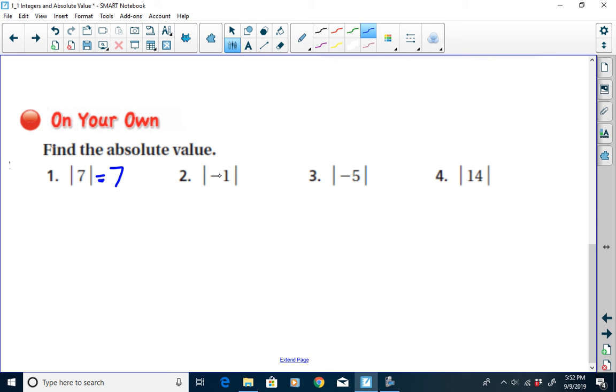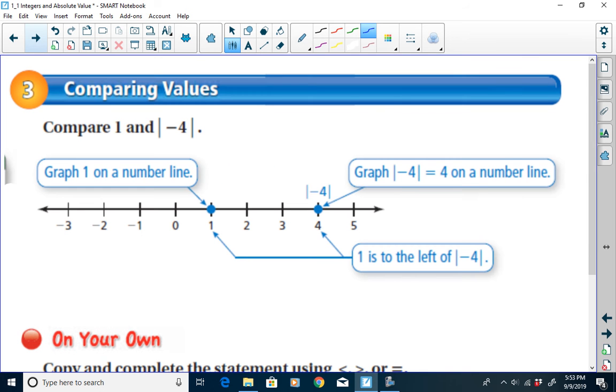The absolute value of -1, you're being asked, how far is -1 from 0? Well, -1 is 1 unit from 0. So the absolute value of -1 is 1. The absolute value of -5. Well, how far is -5 from 0? Well, -5 is 5 units from 0. So the absolute value of -5 is 5. And finally, the absolute value of 14. Well, how far is 14 from 0? Well, it's 14 units from 0. So the absolute value of 14 is 14.